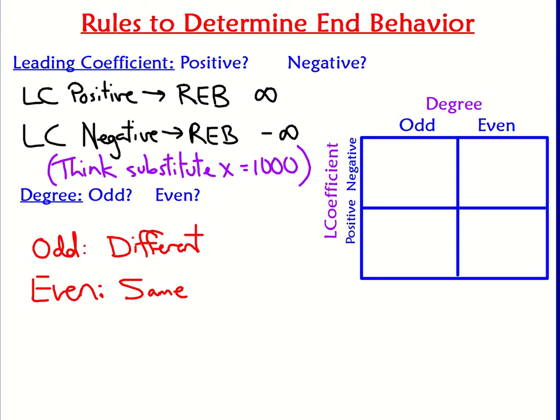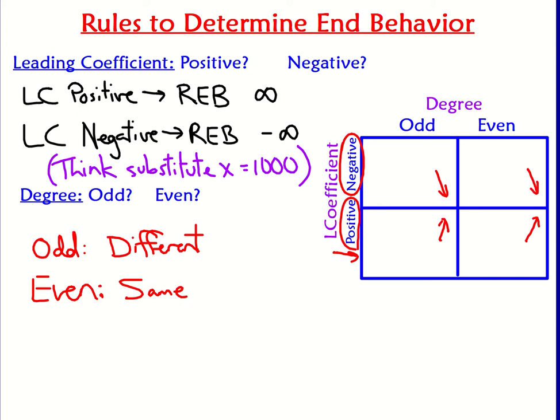If the leading coefficient is positive, so that would be this row here, then I know that it goes up to the right. So I'm just going to draw an up arrow to the right in this box, and that's going to be the same whether or not the degree is odd or even. If the leading coefficient is negative, then I know that the right end behavior is down. So the right of the graph is going to go down, regardless of whether the degree is odd or even.